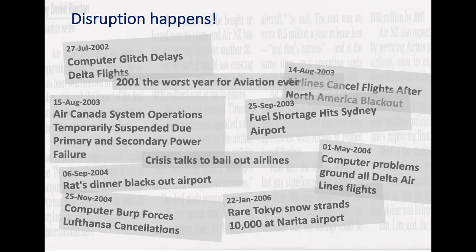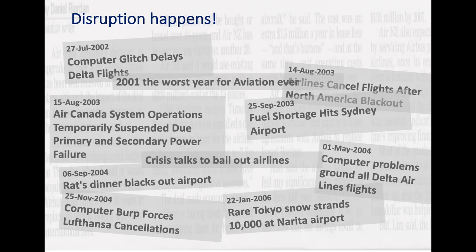Rat's dinner blacks out airport. So clearly a rat must have eaten the power cables. And a whole airport has blacked out. Disruption not only to one airline, but all the airlines operating from that airport. But also the disruption to the schedules. The aircraft are stuck in the wrong place. Crews are in the wrong place. Crews become out of hours. You have to get more crew in. It rolls on and becomes a bigger problem.